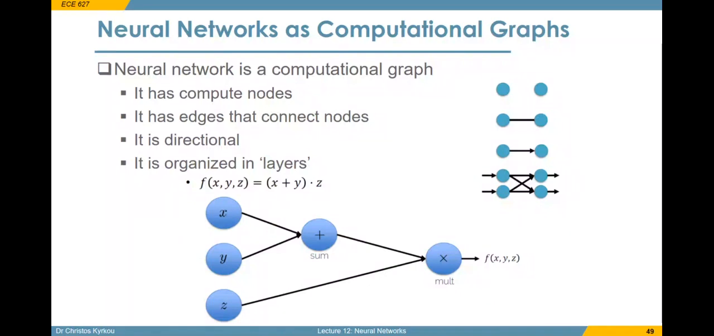Considering how all these computations happen in nodes, it makes sense to view neural networks as computational graphs. This is the way that a lot of machine learning frameworks view neural networks. They have a lot of similarities: both have compute nodes, edges that connect those nodes, a direction in the flow of information, and they are organized in layers, and that makes it easy to cast them as computational graphs.